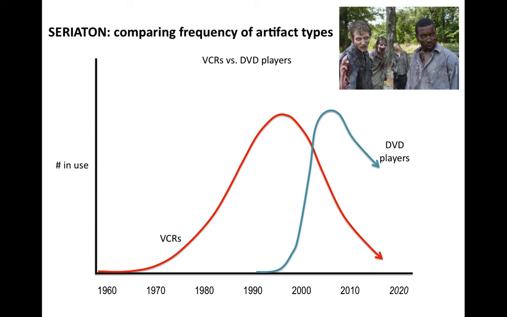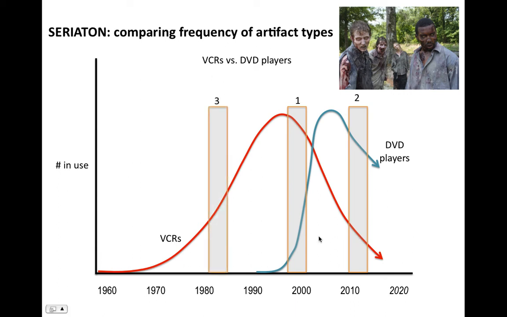So our first town, we excavate and we find a lot of VCRs and a few DVD players, but not so many. Our second town, we find a lot of DVD players, not so many VCRs. In our third town, we find a good number of VCRs, but no DVD players. Now, based simply on the number of VCRs versus the number of DVD players, we can now tell which of these towns was abandoned first or abandoned earliest.